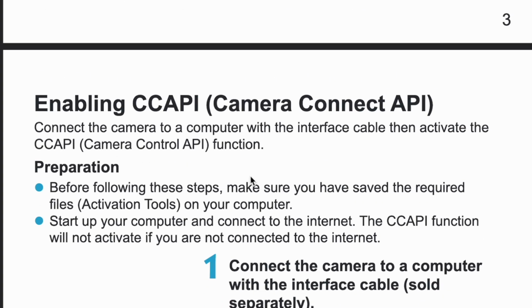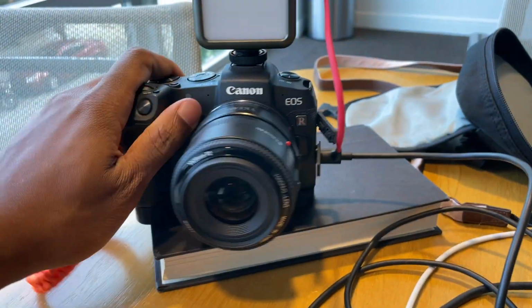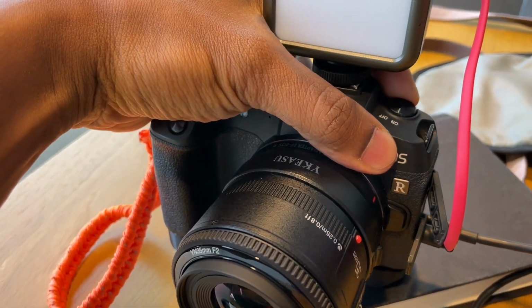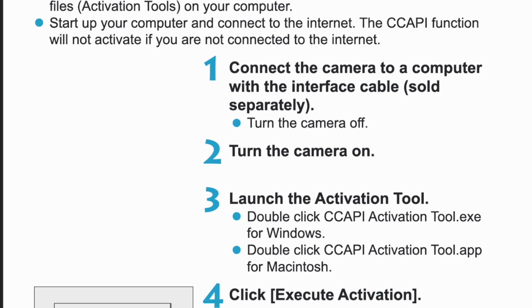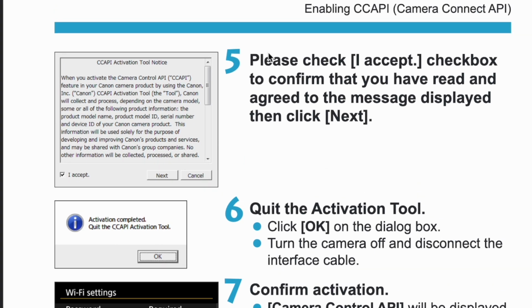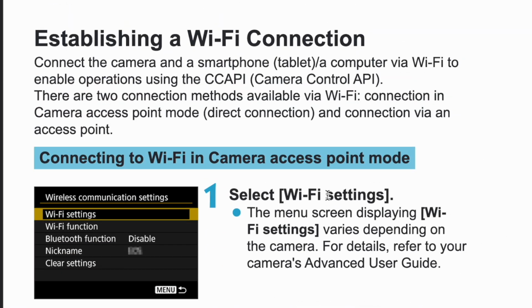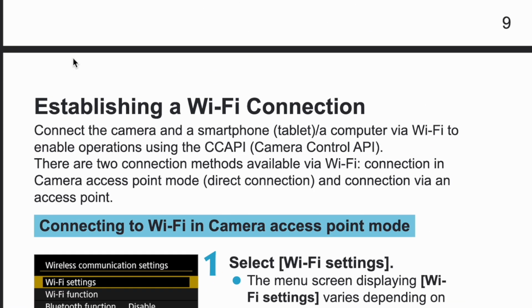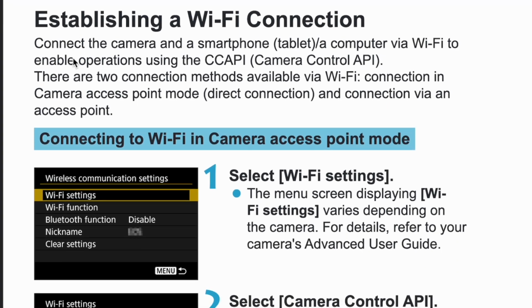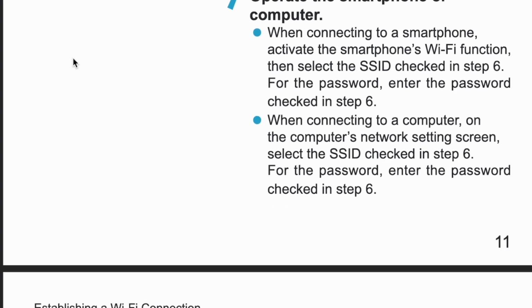So first, you're going to have to connect the camera to the computer with the interface cable. It's USB-C. Then turn on the camera, and then you're going to have to launch the activation tool, for Windows or Mac. Then just follow the prompts in the activation tool until it updates the camera. It's going to tell you what you should expect. And then from there, you can actually create a Wi-Fi connection. This is where you are going to connect to the network that you will be accessing the API through.